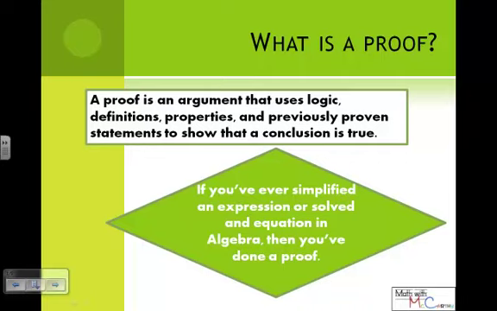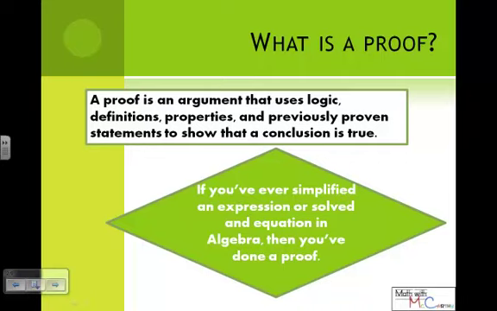So, we need to talk about what is a proof. A proof is just an argument that uses logic, definitions, properties, and previously proven statements to show that a conclusion is true. So we've been talking an awful lot about definitions and properties and logic and the use of deductive reasoning. So if you put all of that together and you demonstrate that something has to be true, you show that the conclusion has to be true, then you have written a proof.